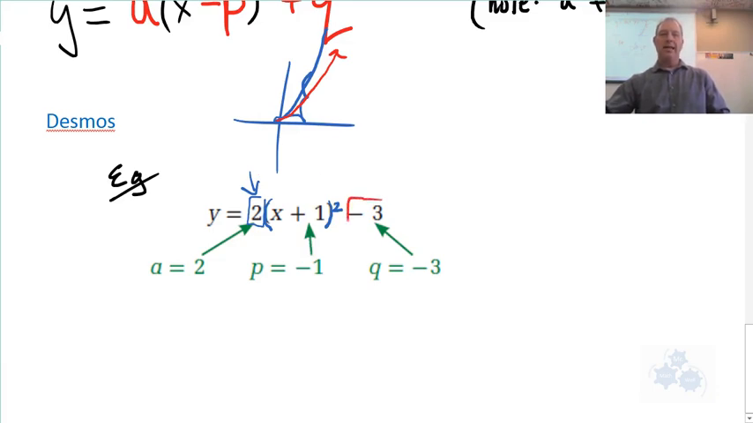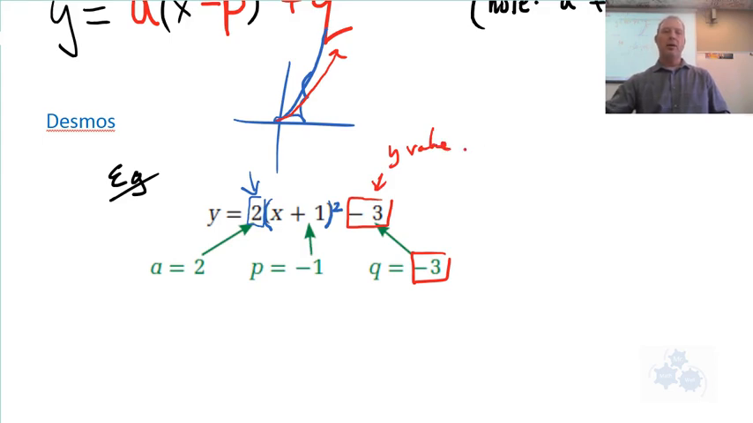If you have a minus 3 or minus something outside, then the q value is negative whatever that number is. This is really, really easy. And so that means that the vertex, the y value for the vertex, is at negative 3. So this is the y value of the vertex.